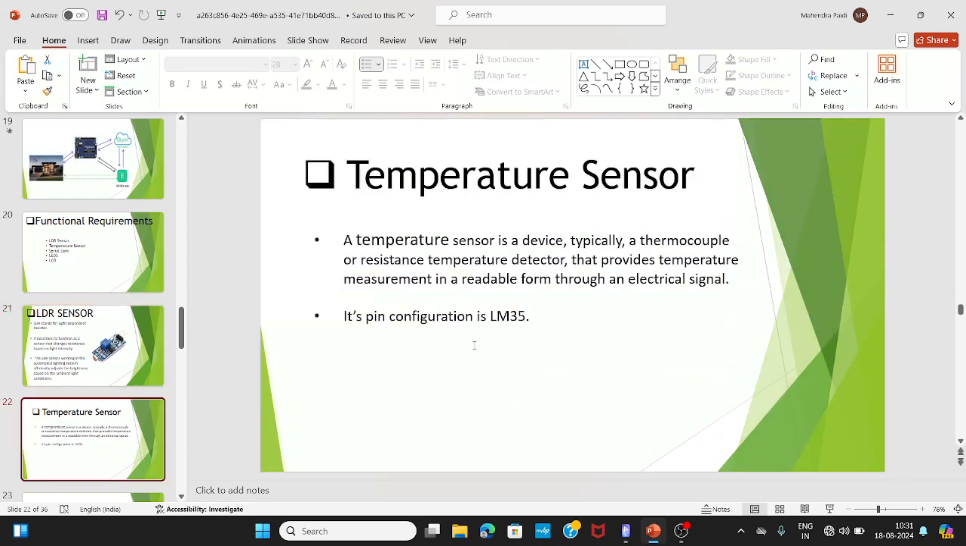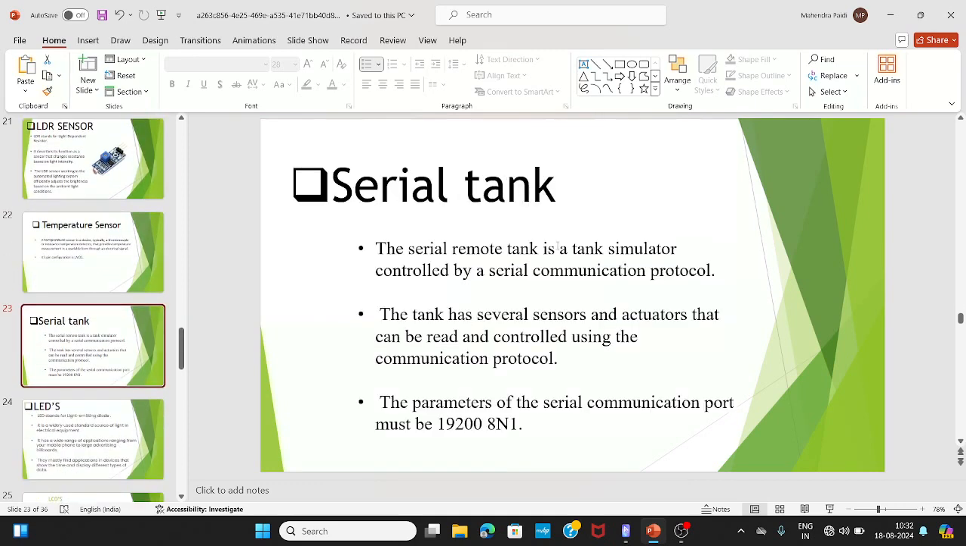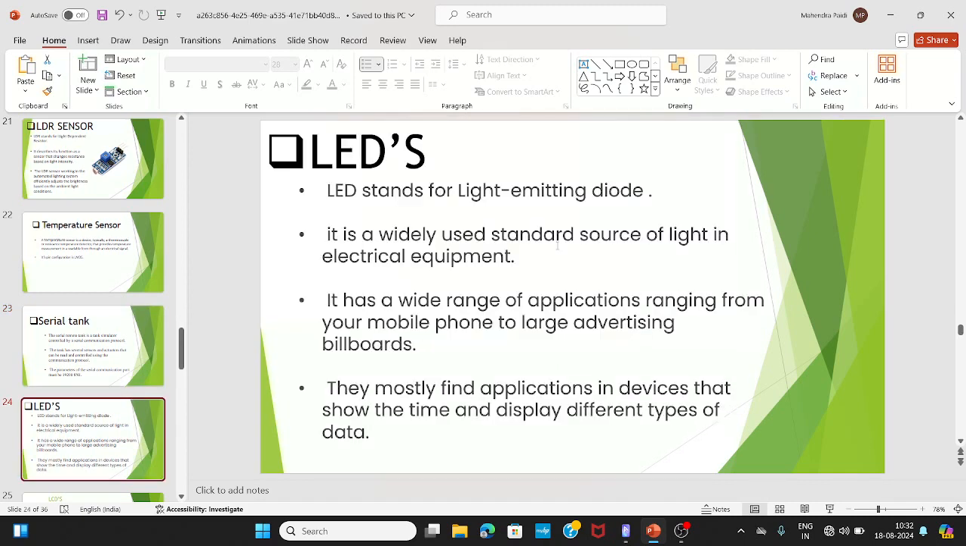Temperature sensor. A temperature sensor is a device, typically a thermocouple or resistance temperature detector, that provides the temperature measurement in a readable form through an electrical signal. Next, serial tank. The serial remote tank is a tank simulator controlled by serial communication protocol. The tank has several sensors and actuators that can be read and controlled using the communication protocol.